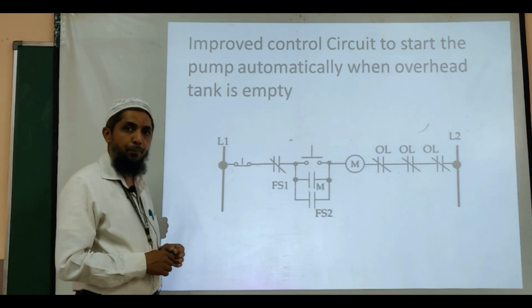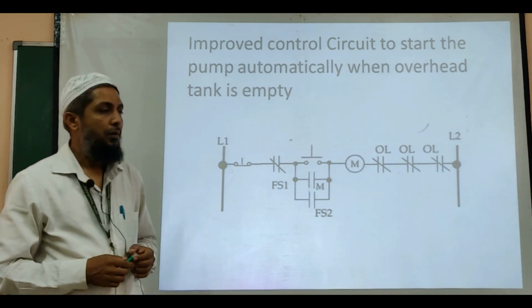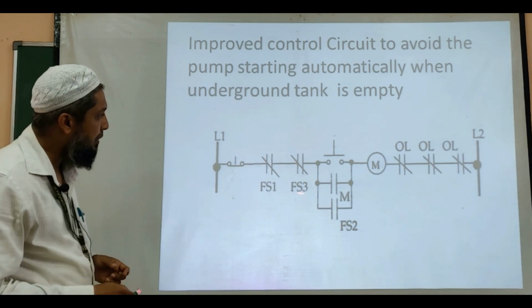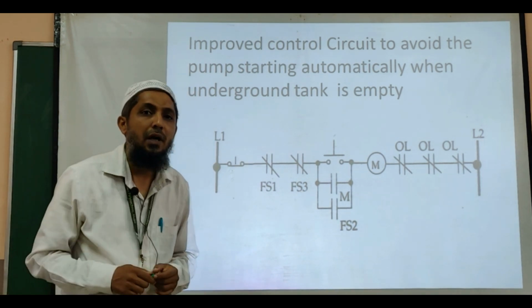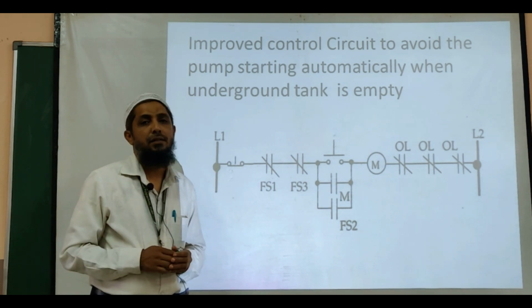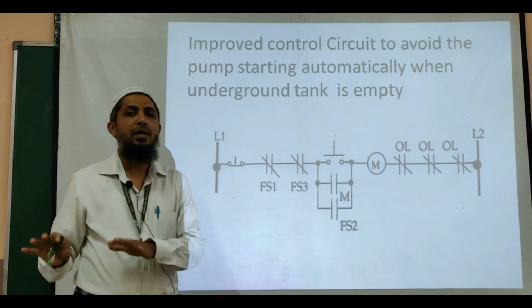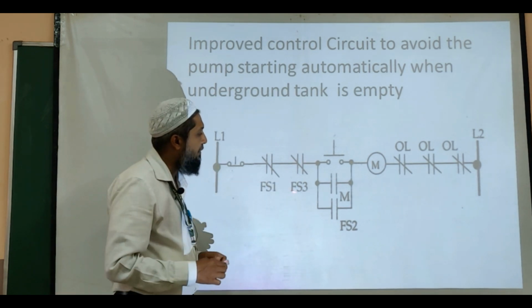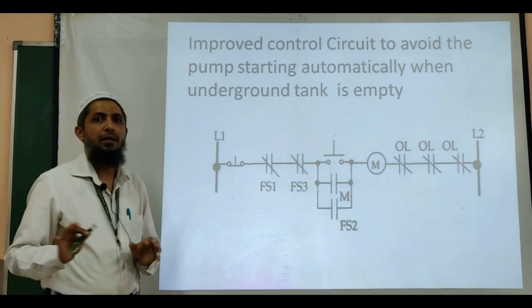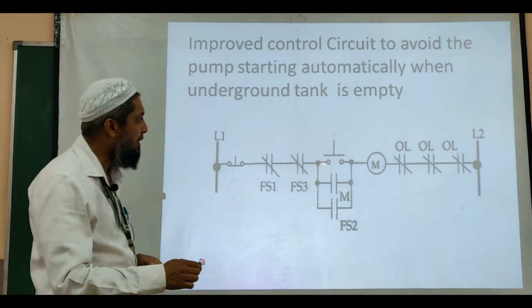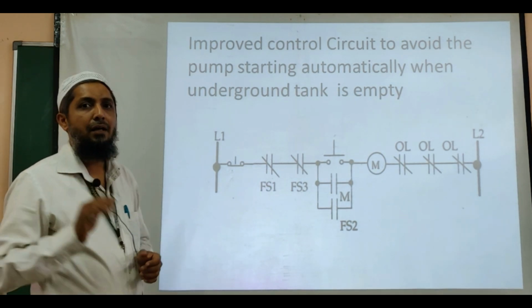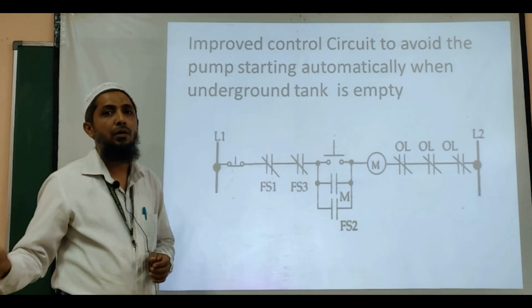For that, we will improve this circuit by installing another limit switch at the bottom of the underground tank. This switch is a normally closed contact: whenever some water is there, this switch FS3 is in closed condition. Once the water is totally dried in the underground tank, this switch gets opened. So the motor will only start if there is water in the underground tank.